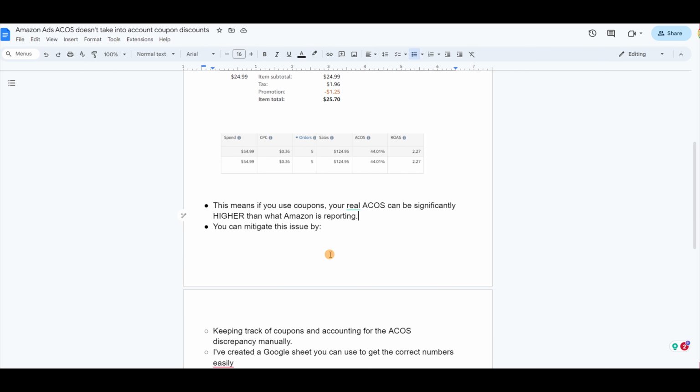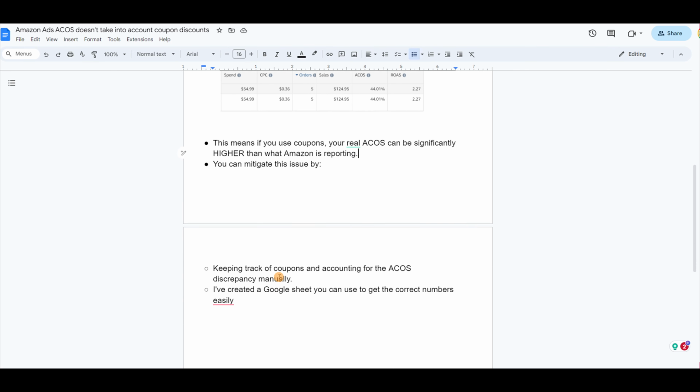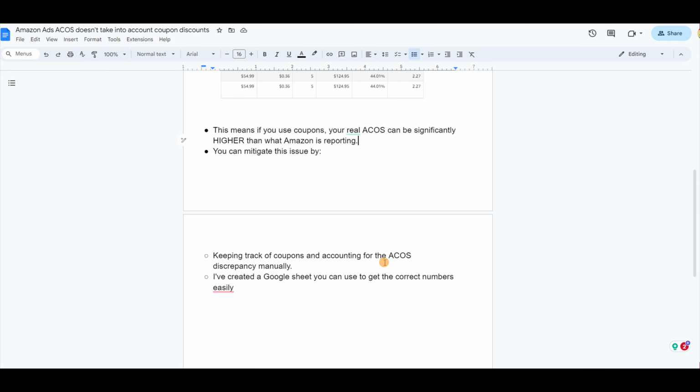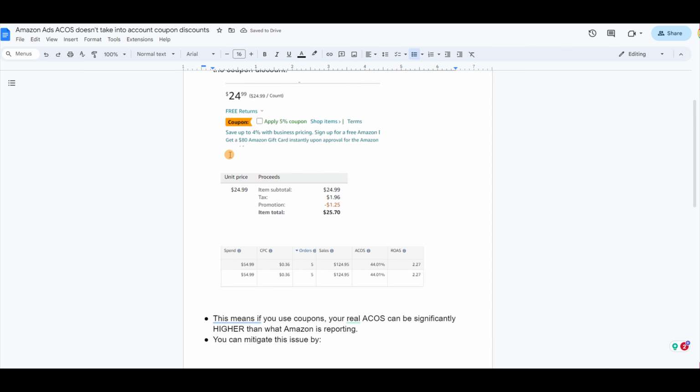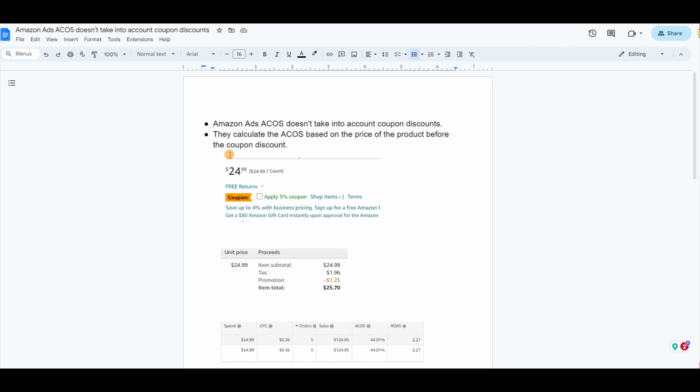To mitigate this issue, you could keep track of your coupons and account for the ACOS discrepancy manually. I've created a Google Sheet that you can use to get the correct numbers easily. So I'm going to review that Google Sheet now and show you how to use it in order to be able to account for this discrepancy.